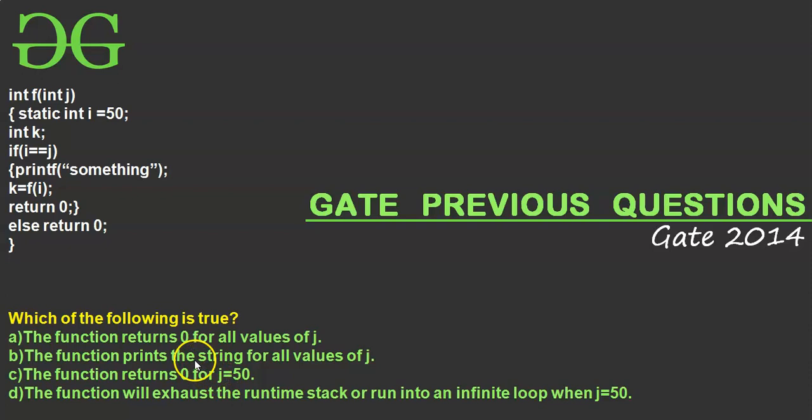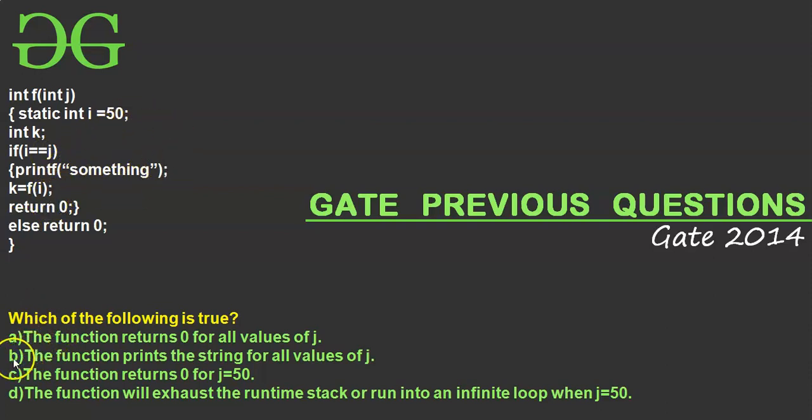The function prints the string. That means, for any value of j, will something be printed each and every time? No, because if j is 50 the condition is satisfied, but if I take 49, this condition would not be satisfied. If j is other than 50, something will not be printed.